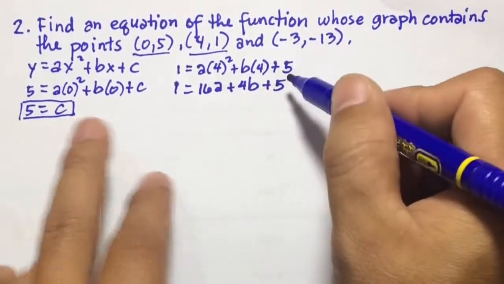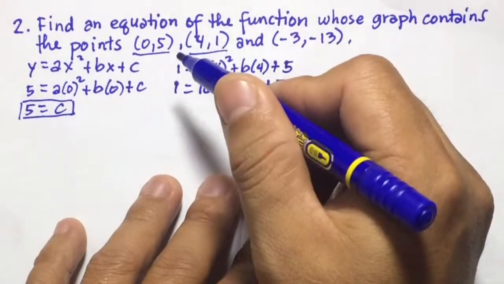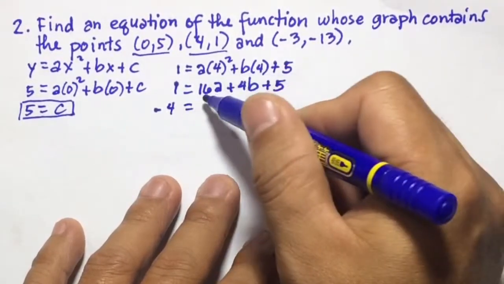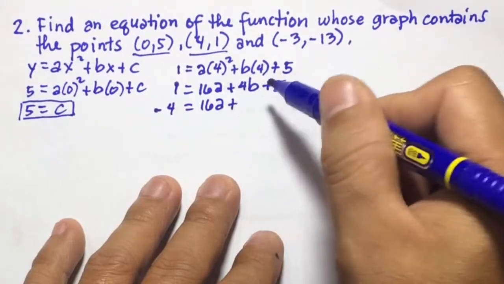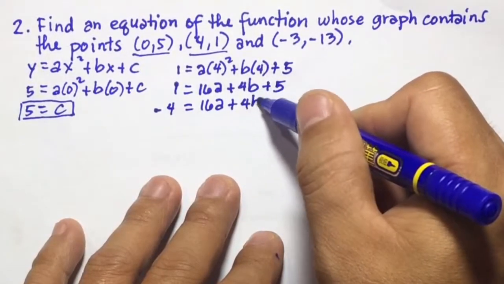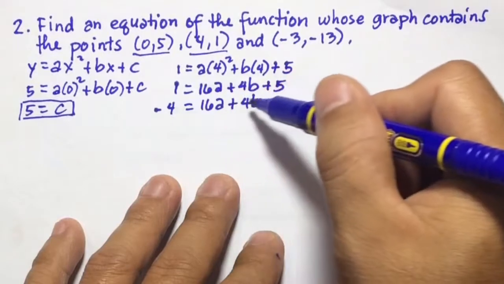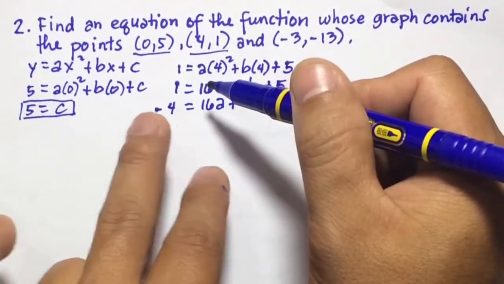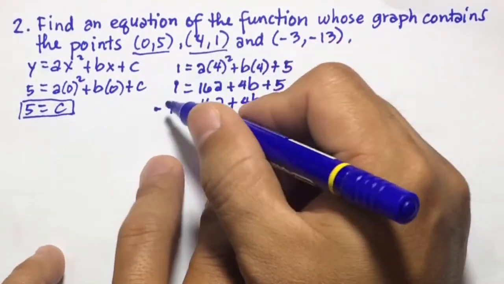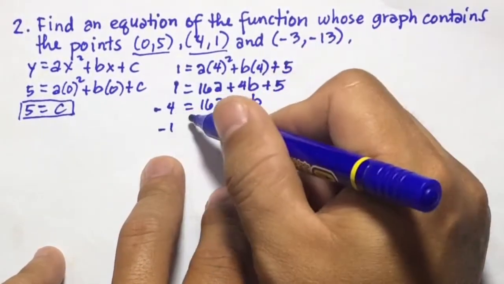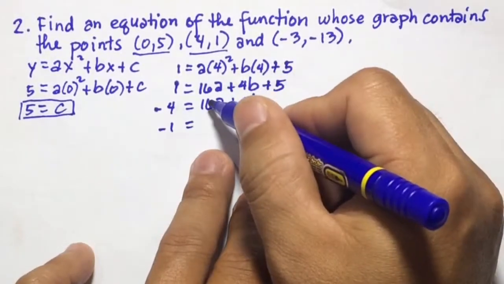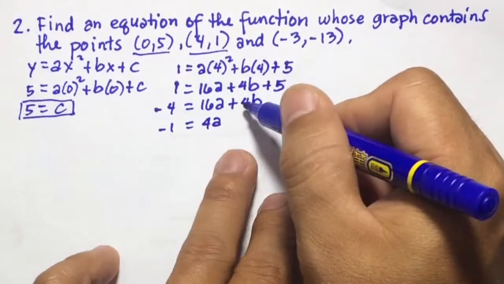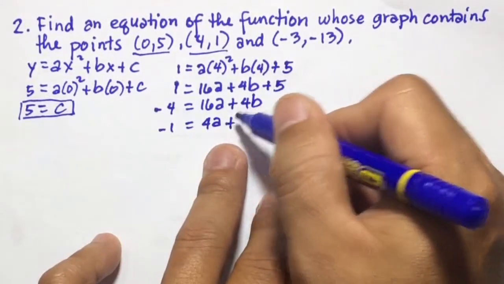And transposing 5 to the left side, we have 1 minus 5, that will be negative 4, equals 16a plus 4b. Since these three terms are divisible by 4, we can simplify the equation by dividing by 4. So negative 4 divided by 4 is negative 1. Then 16a divided by 4 is 4a. Then 4b divided by 4 is b.